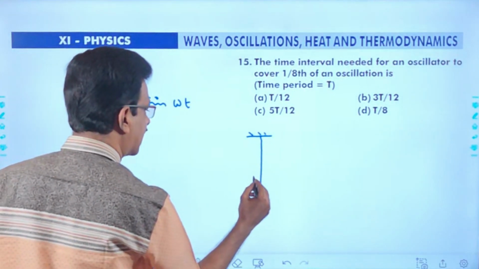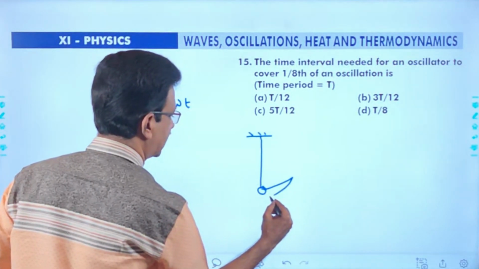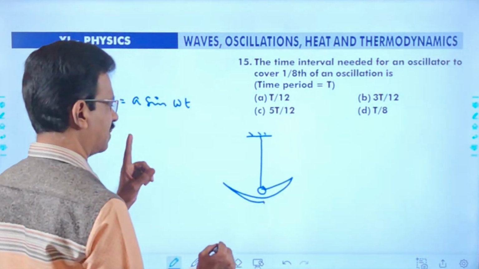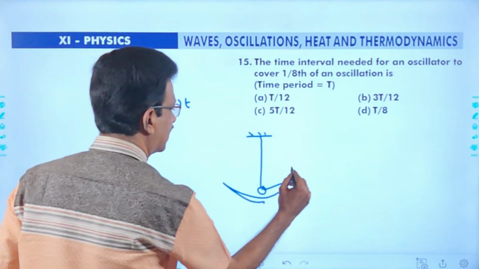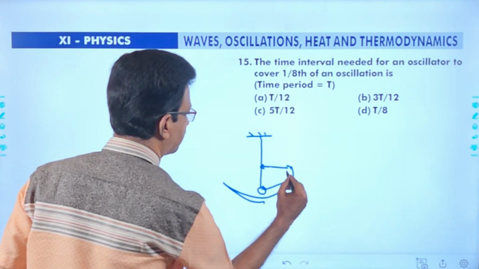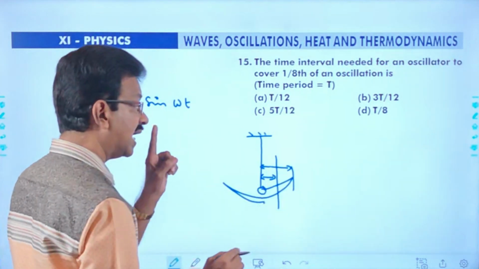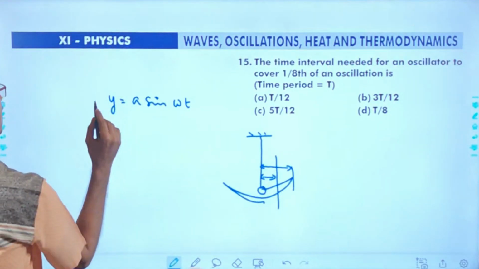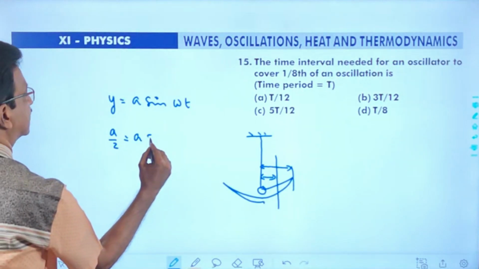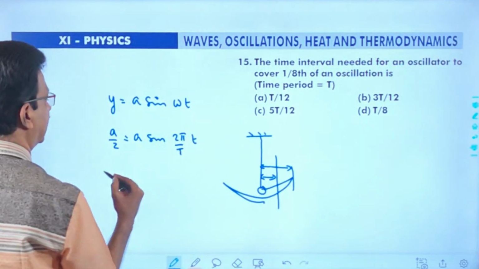Now, one complete oscillation means it starts from the mean position, reaches the extreme position, reaches the mean position, again reaches the extreme position, then to the mean position. Now, it completes one oscillation. Therefore, for 1/4 of an oscillation, the displacement is amplitude. For 1/8 of an oscillation, the displacement is half the amplitude. Therefore, y equal to a by 2 equal to a sine omega t. Omega is 2 pi by time period into t.